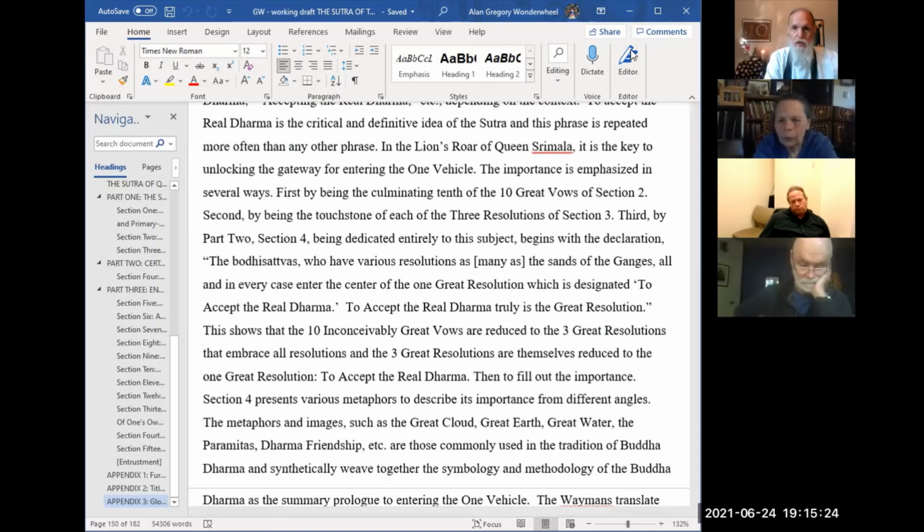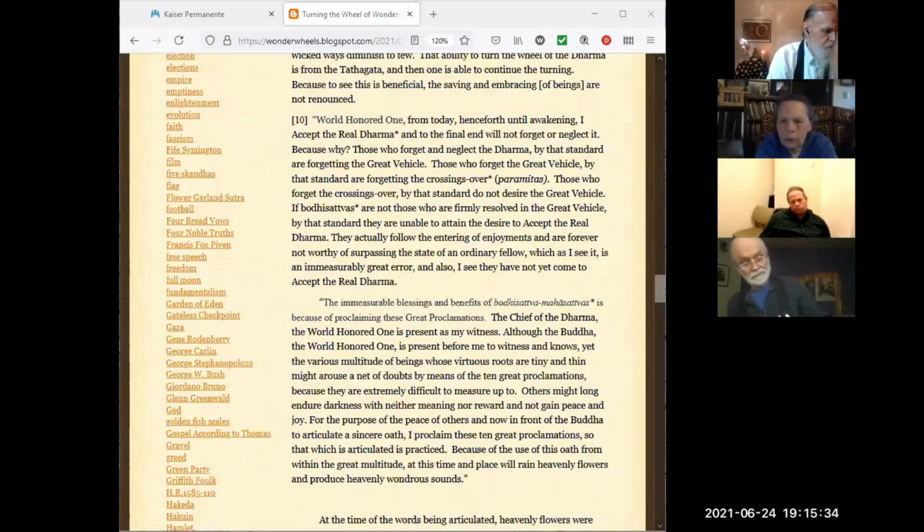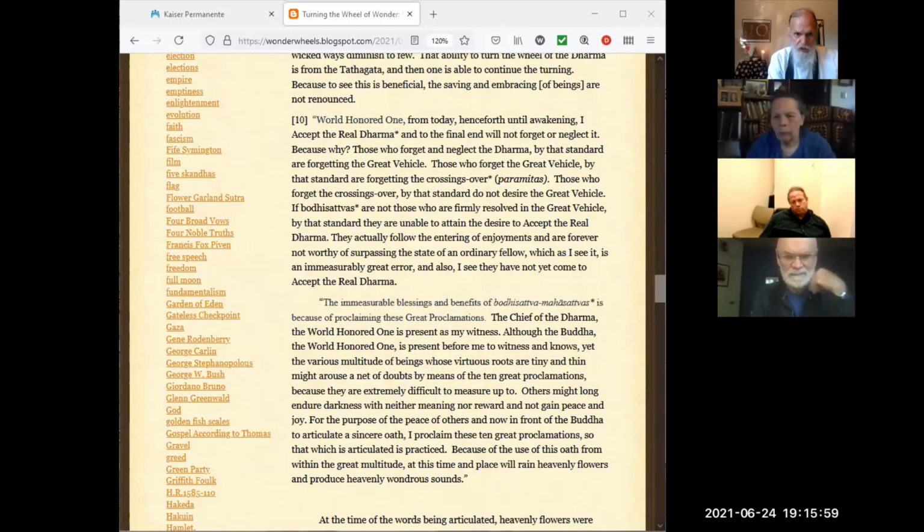So go back to, where are we? Oh, the next issue here is my translation of the Paramitas as crossing over. This is, again, I think, admittedly my unique rendering of it, because it shows up here in Gunabhadra's translation.